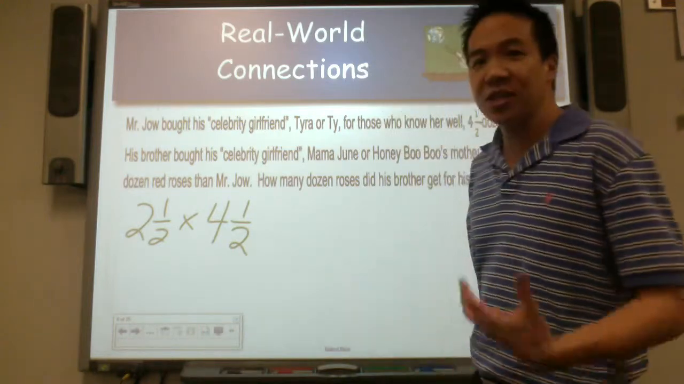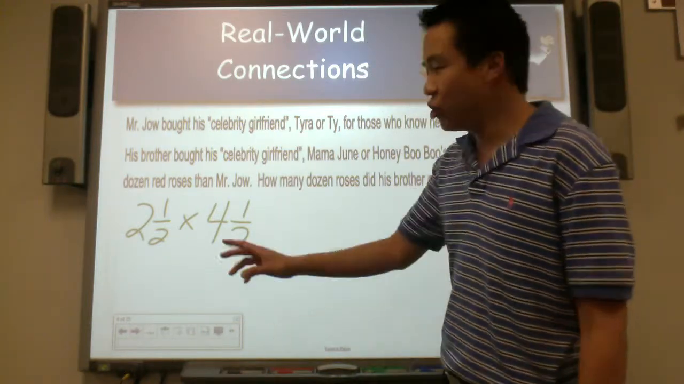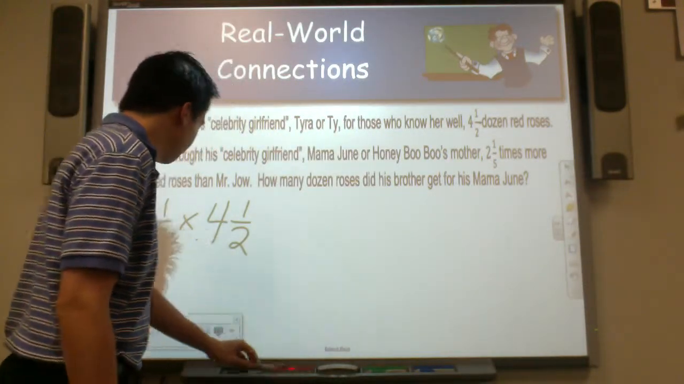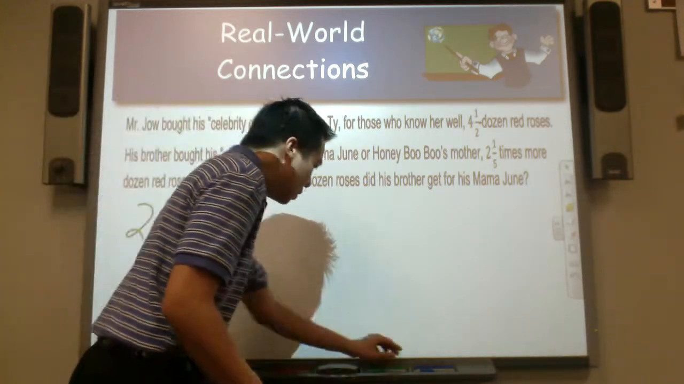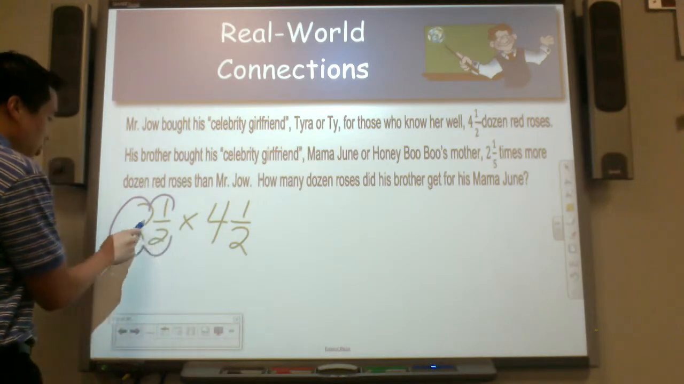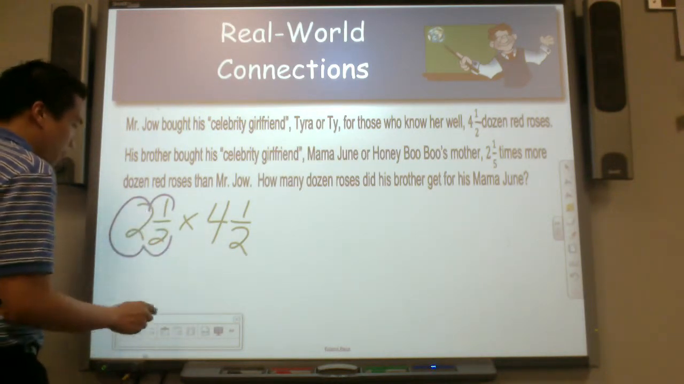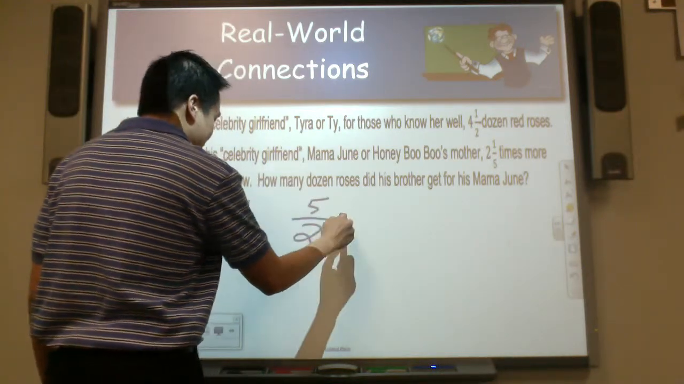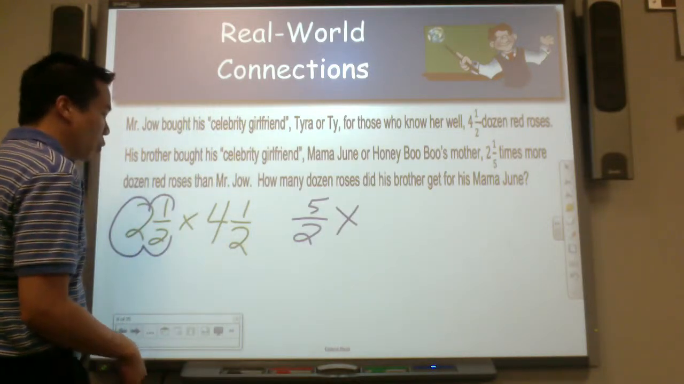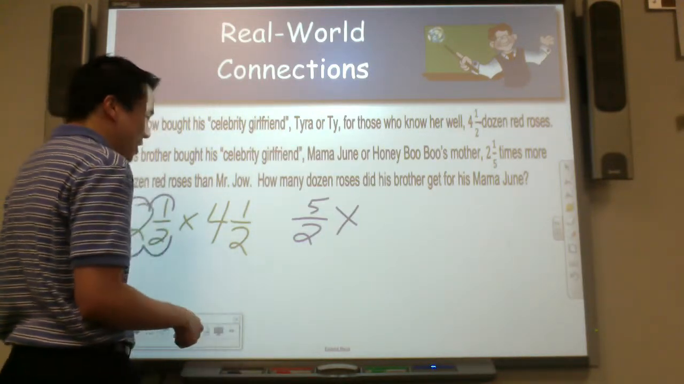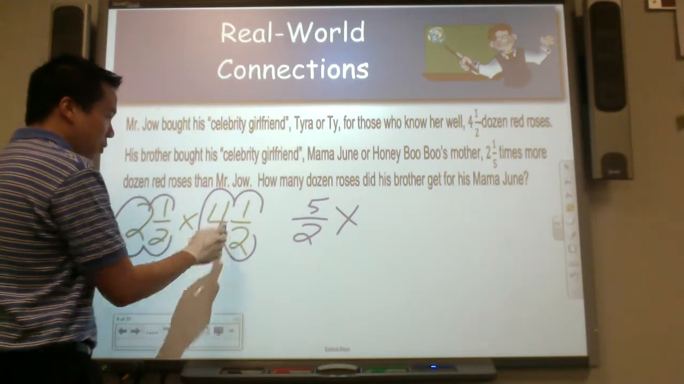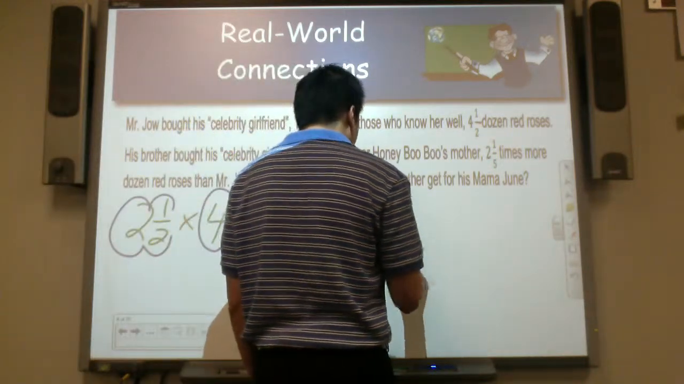So there are a couple of ways to do this. This is how I do it. What I do is I change the mixed number to an improper fraction. So what's another way to rewrite 2 1/2? 2 times 2 is 4, plus 1 more is 5 halves. 5 halves is the same thing as 2.5. What is another way to rename 4 1/2 as an improper fraction? 4 times 2 is 8, plus 1 more is 9 halves.